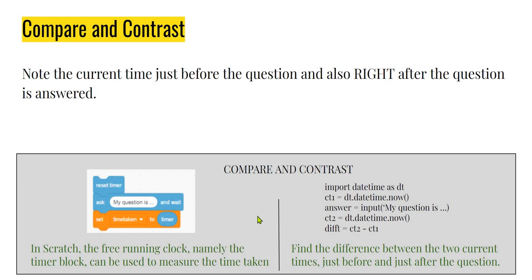Exactly the same thing is going on here. I am creating a datetime object, current time 1, because just like the timer, the current time always keeps running. We can't stop it. So I create one here before the question, one after the question, and I just get the difference between those two.